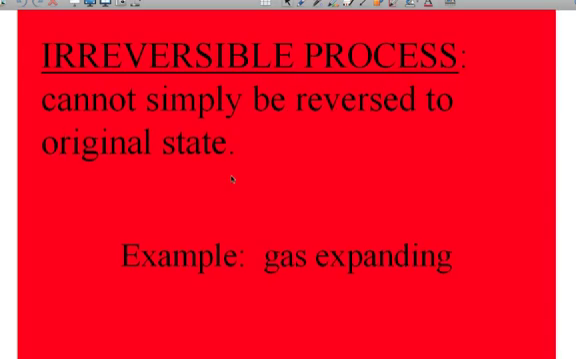An irreversible process cannot simply be reversed to its original state. Gas expanding, I cannot just put it all back together. For example, if I have ice cubes at 25 degrees Celsius, they will spontaneously do what? They will melt. It's irreversible. At that temperature, I cannot get it to go back to become an ice cube.